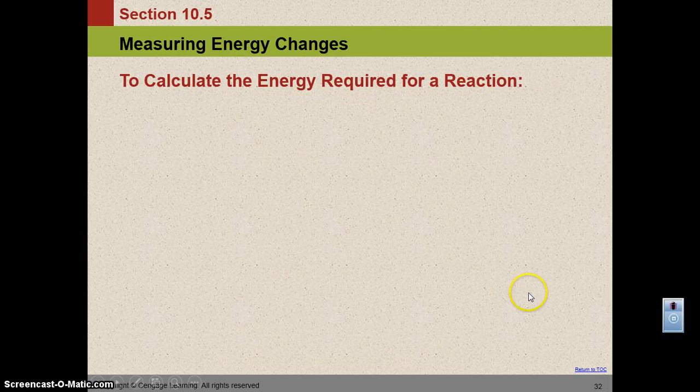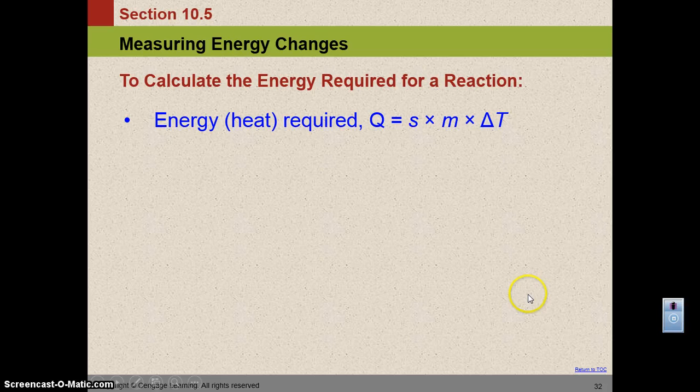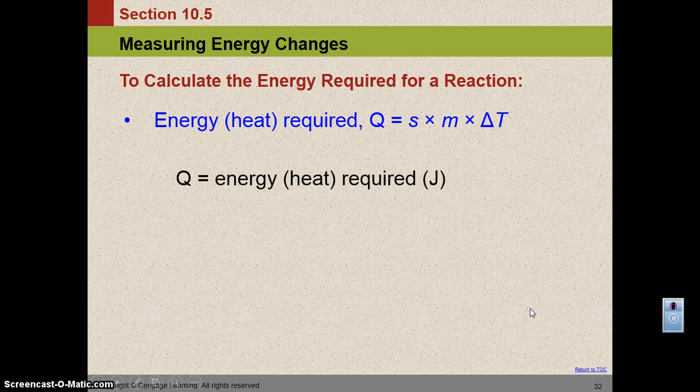To calculate the energy required for a reaction, we're going to use a formula, and that formula is Q equals MS delta T, and I know they put SM, but I learned it MS delta T, so it's just something that comes straight out of my mind like that. So it's one of those formulas you need to memorize. And in this formula, Q is going to represent the heat or the energy required in joules. That's our unit. The specific heat capacity is joules per degree Celsius times gram.